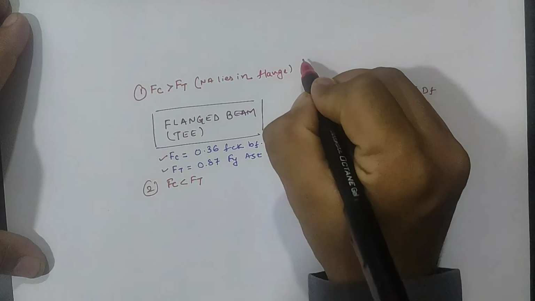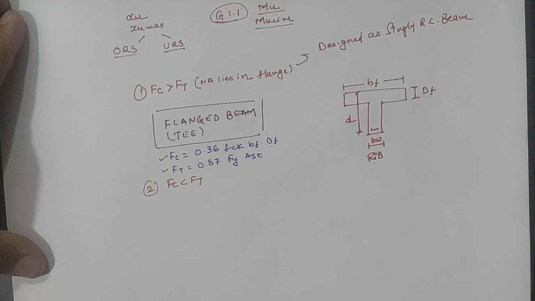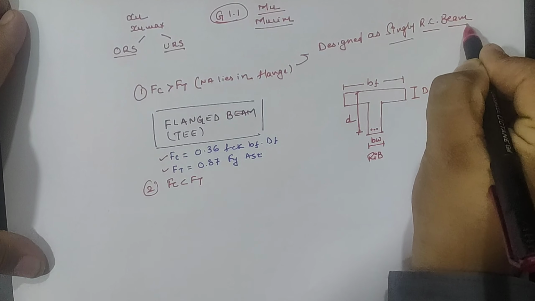It means that we have to find the value of XU, then the value of XU max, and after the relation of XU and XU max, we have two types of beam. The first is the over reinforced beam and the second is the under reinforced beam. According to over reinforced and under reinforced beam, using Annex G 1.1, we have different equations of Mu and Mu limiting, and after calculation of Mu and Mu limiting, we have to provide the area of steel. For Fc greater than Ft, the design is a singly reinforced RC beam.